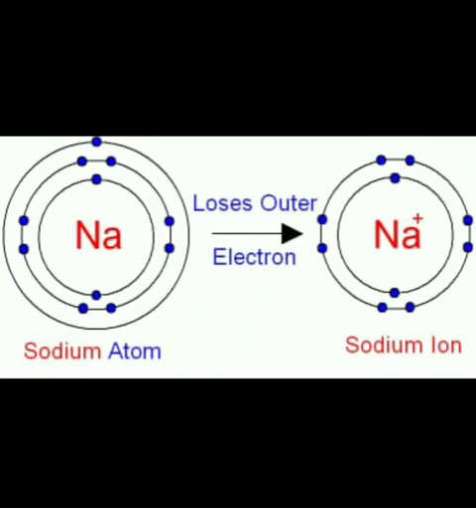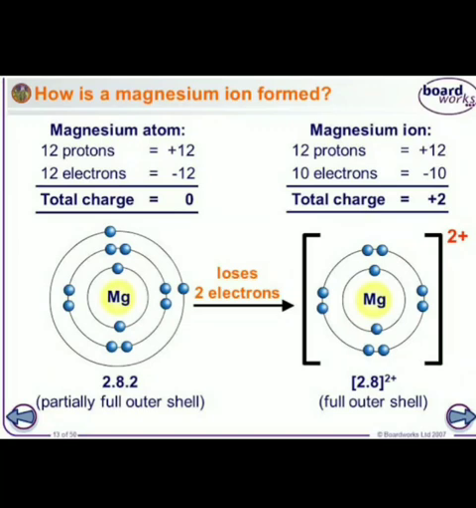See here the example, sodium, atomic number equal to 11. So the electronic configuration is 2, 8, 1. To achieve the stable electronic configuration, it loses one electron and forms the sodium ion, that is a cation. Like this, see another example, magnesium, whose atomic number is 12, and the electronic configuration is 2, 8, 2. To achieve the stable configuration, it loses 2 electrons and forms the magnesium ion.